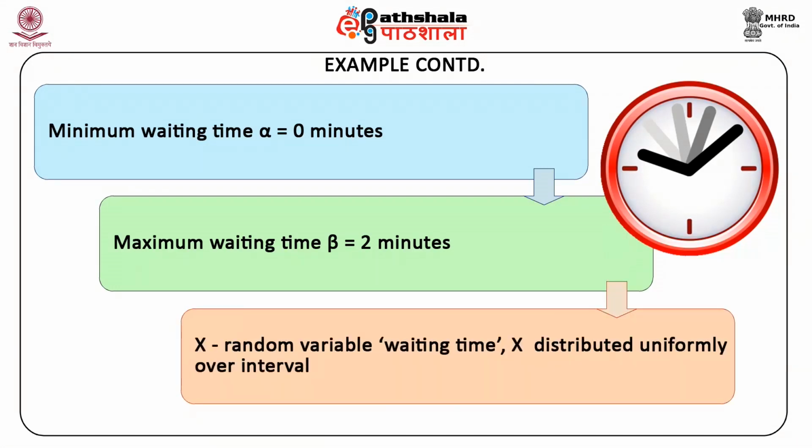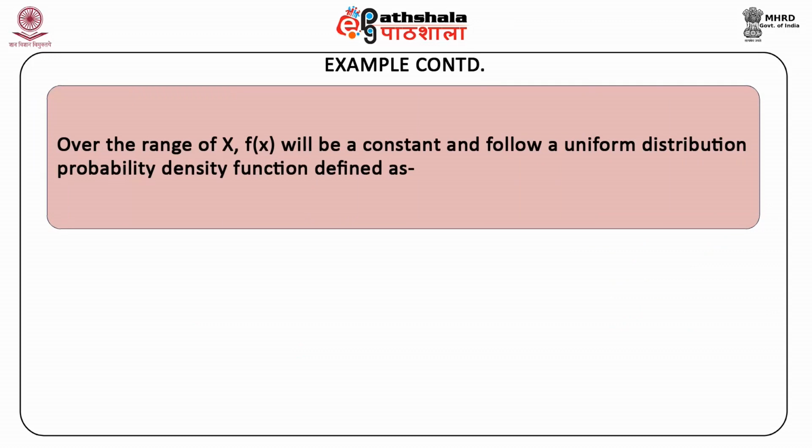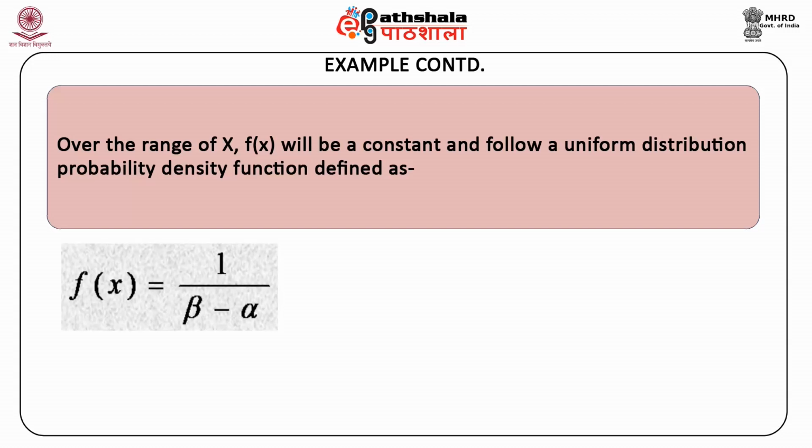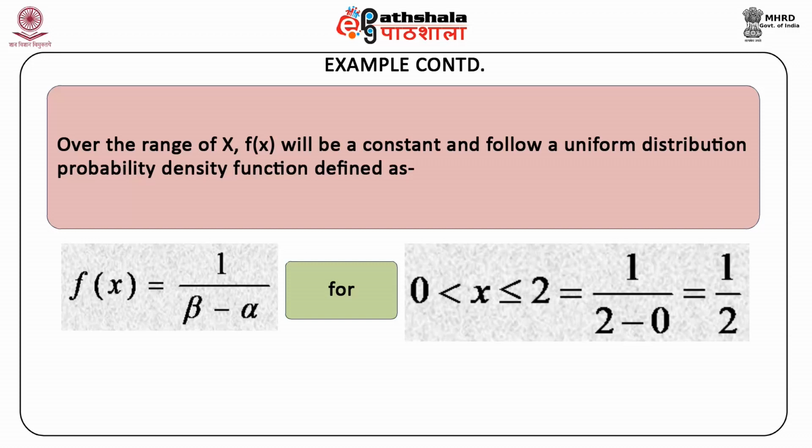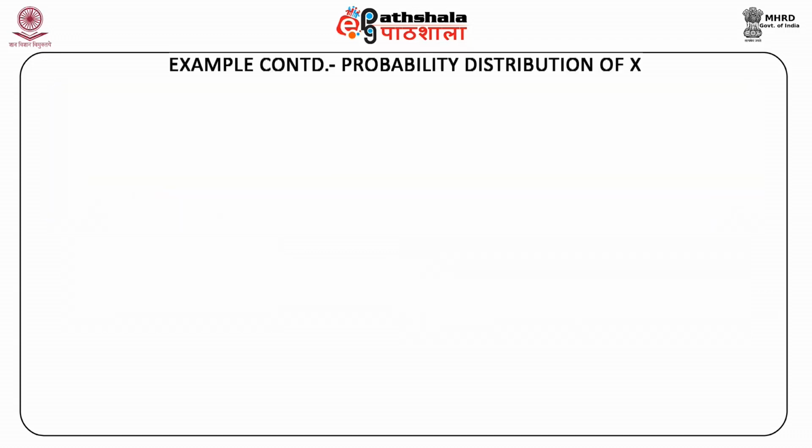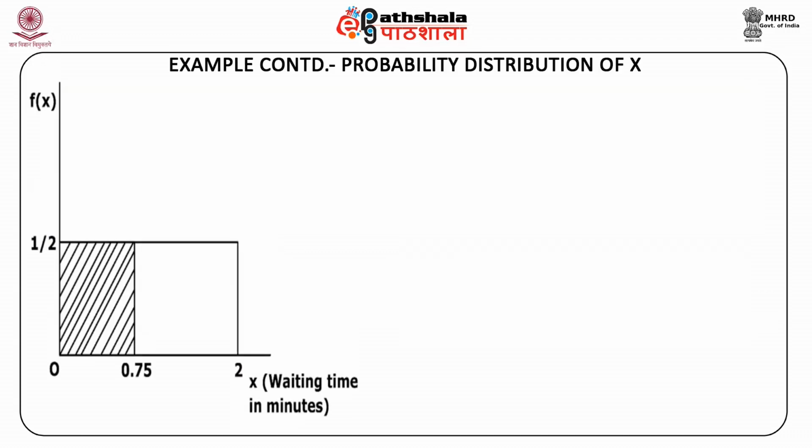Let x be the random variable waiting time. Evidently, x may take any value within the interval (0, 2). Also, assuming randomness of arrival, we can expect x to be distributed uniformly over that interval. This means that over the range of x, f(x) will be a constant and follow a uniform distribution probability density function defined as f(x) equal to 1 upon (beta minus alpha) for 0 less than x less than or equal to 2, which is equal to 1 upon (2 minus 0), which is further equal to 1 upon 2. Diagrammatically, this distribution appears in the figure.